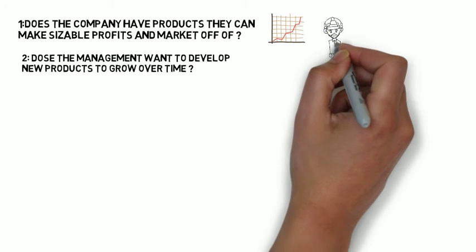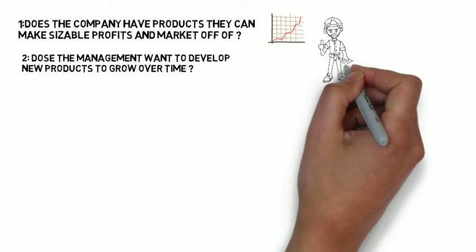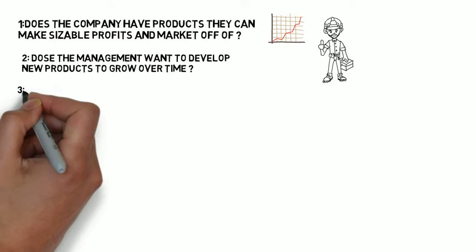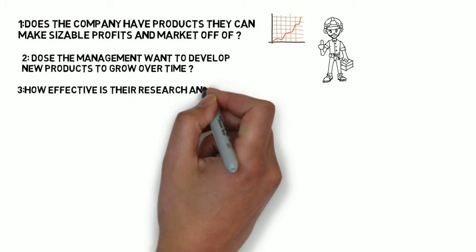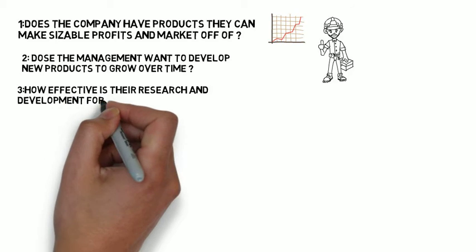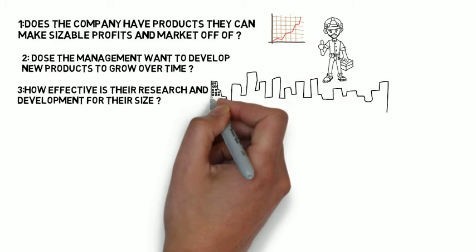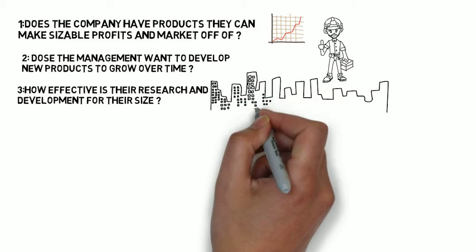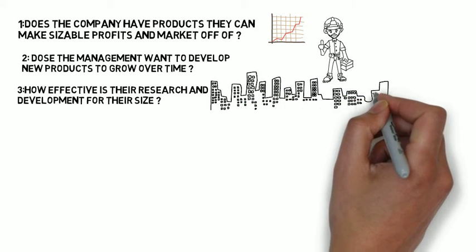Point number 3 being, how effective is their research and development for their development size? Now this one's very interesting. Just because they're researching new products, it also depends how big their company is and how much money they're putting into their research. If they're a bigger company, you want them to be developing more products. If they're a smaller company, they can't generally put all their funds into that research, but you still need to have research and development to advance their company and their technology.